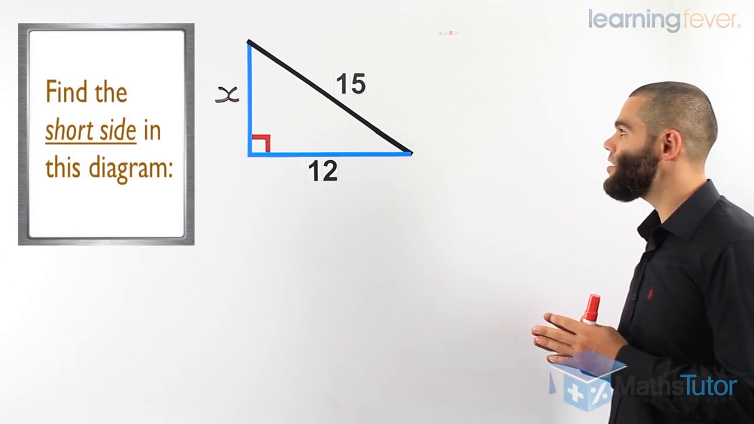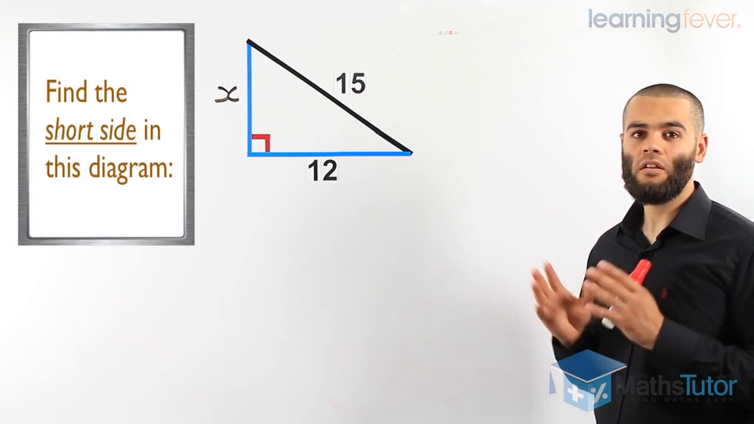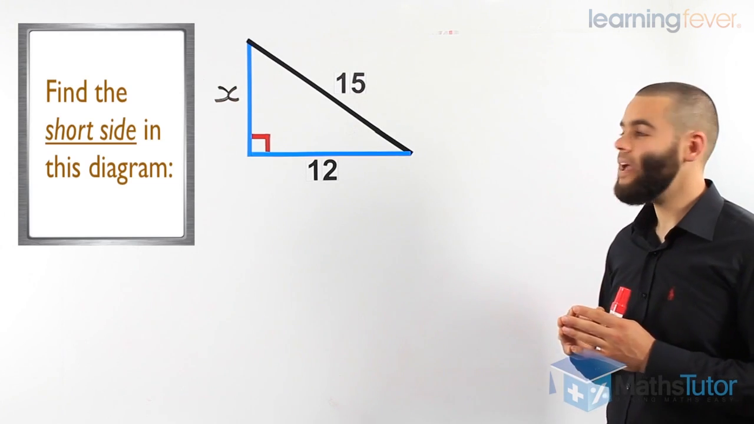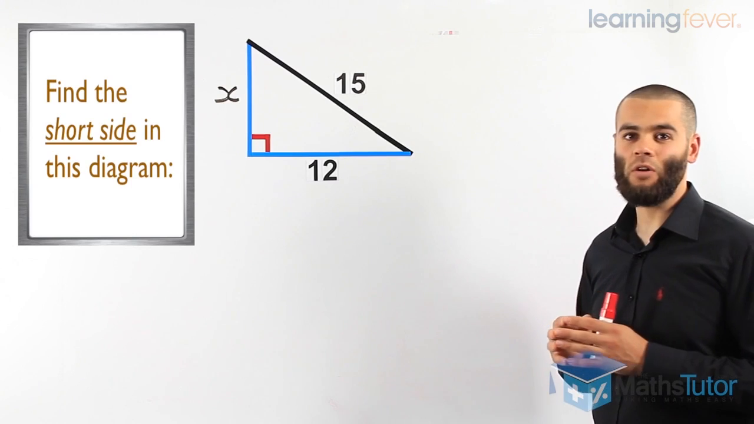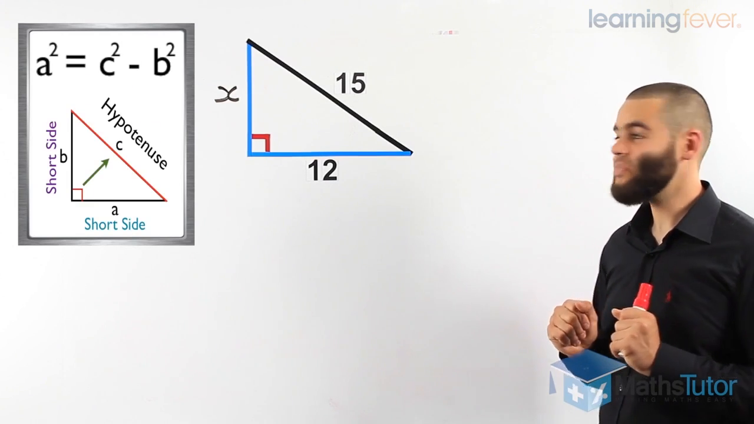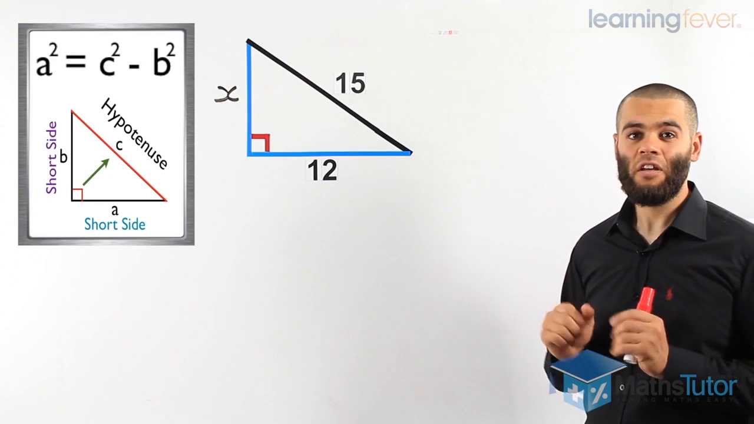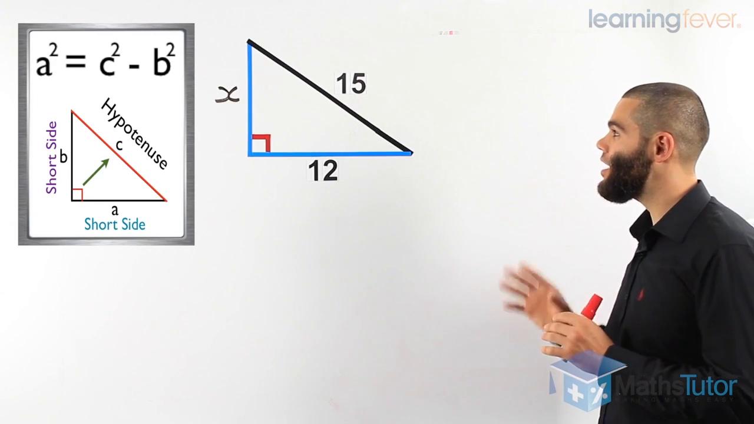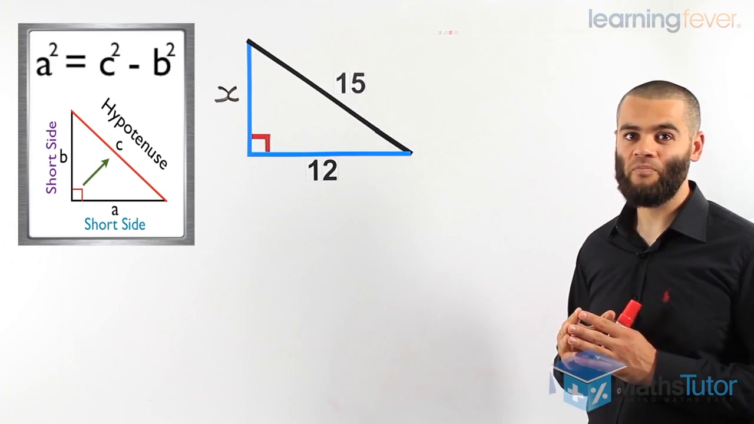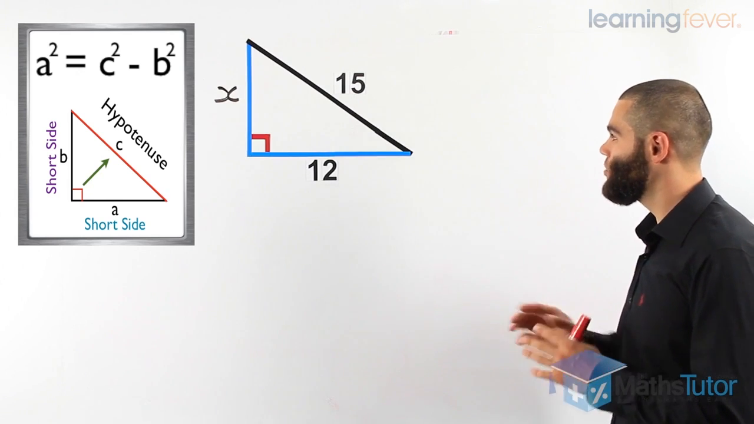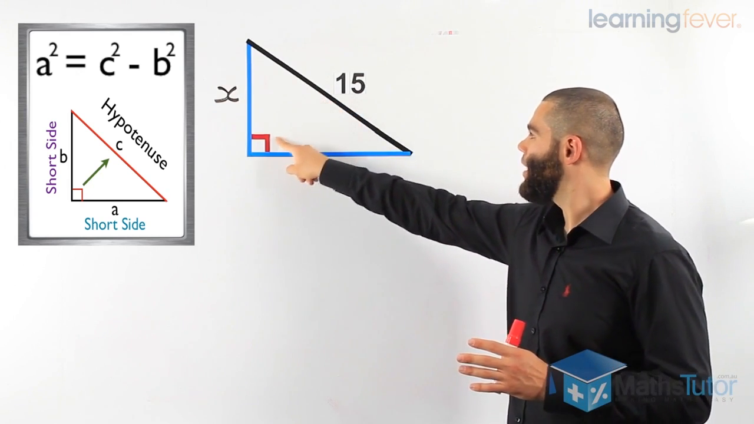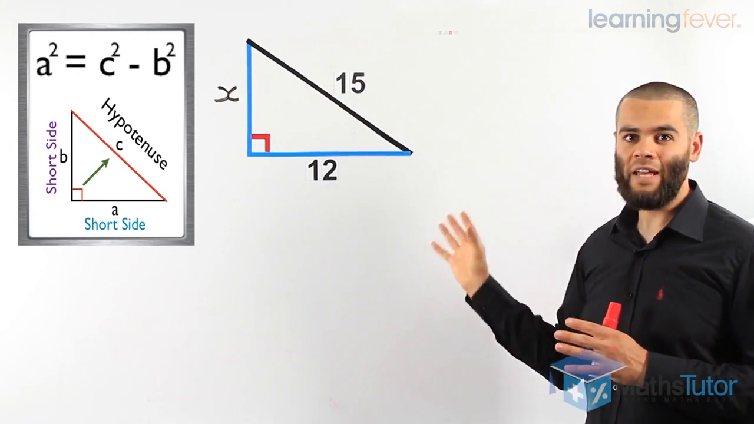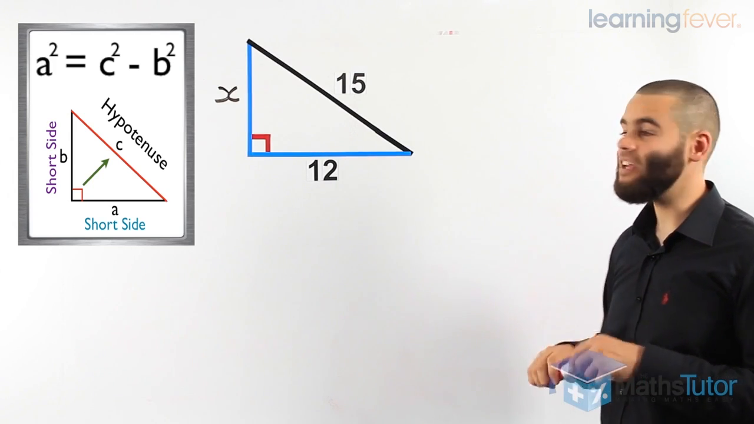The example says find the short side in this diagram. Well, we have x and we have 15 and we have 12. What we need to watch out for is that the x is the short side. So now we're going to work out using Pythagoras the missing side here. In this case it's a short side, it's not the hypotenuse. Where is the hypotenuse? The hypotenuse is opposite the right angle, and here the hypotenuse is 15. The other short side is 12. So now let's start, and you'll see it is very easy.